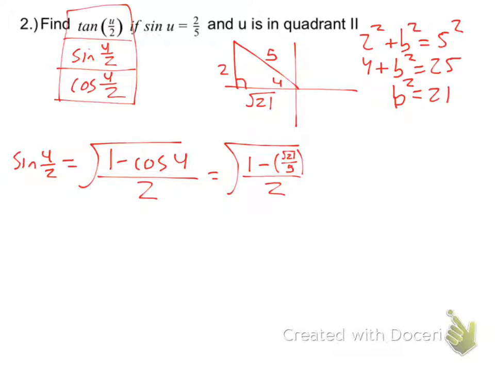The LCD is 5. Because this is over 1, this is over 1. So, square root of 5 minus square root of 21 all over 10. Done.